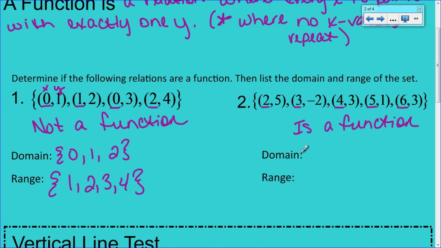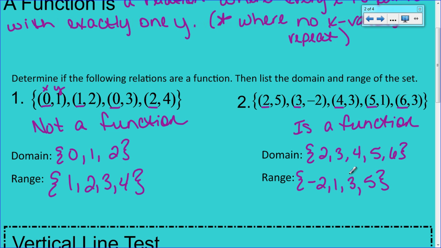So when I write my domain, in order from least to greatest, I have 2, 3, 4, 5, and 6. My range is my y values, and I have to put them in order from least to greatest. It looks like the smallest one is -2, and then the next one is a 1, and then I have a 3, and I have 2 of them. I've got this 3 and this 3. I'm only going to write it one time, and then I have a 5. So in this case, my range was shorter than my domain because I had repeated values in the range.